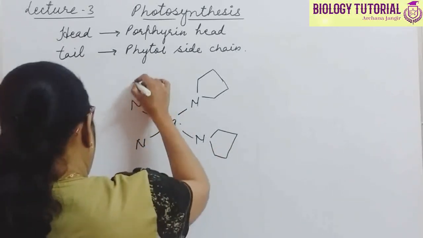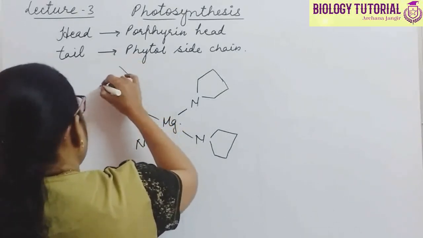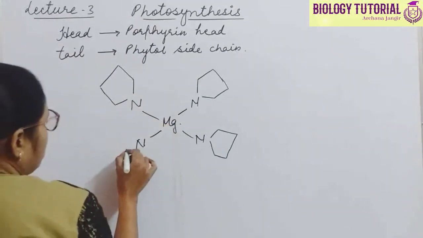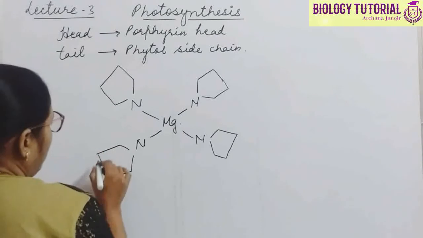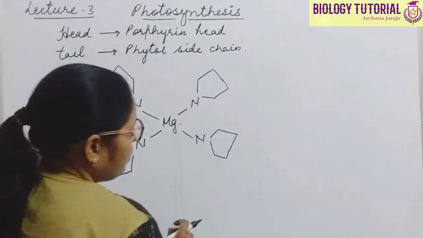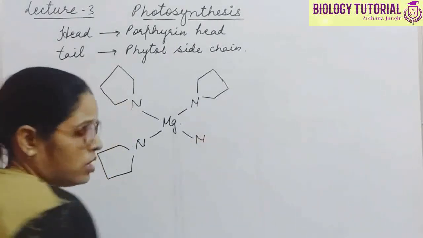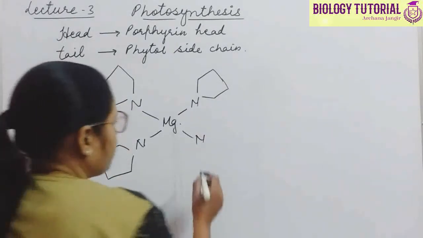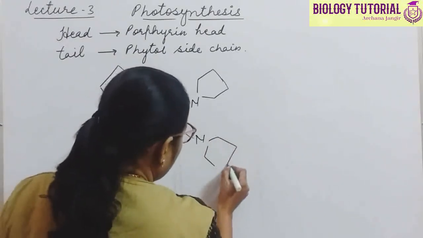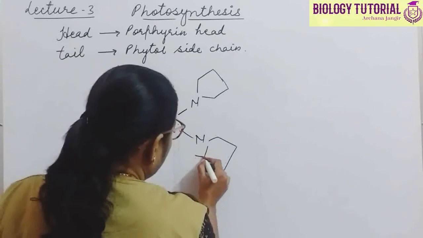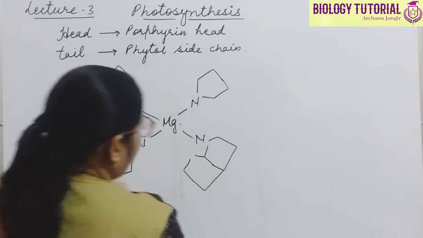Next, one ring is here. One is attached here. And one ring is attached with this carbon, this nitrogen again. So here two rings are there. One is this and the other one is this. These are the two rings.